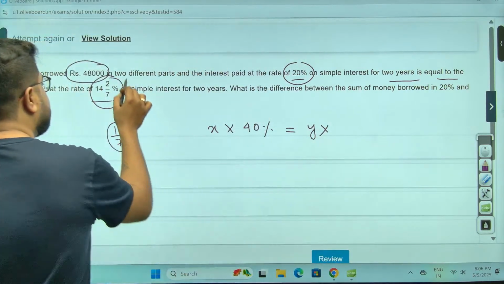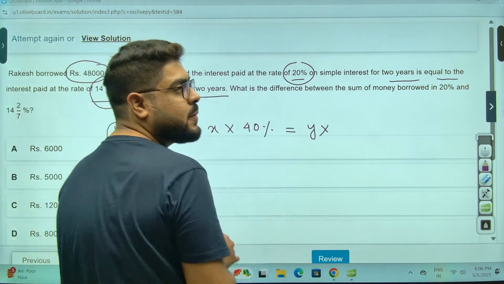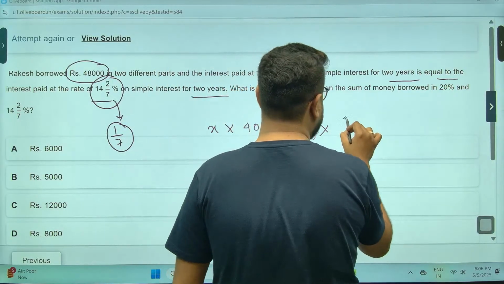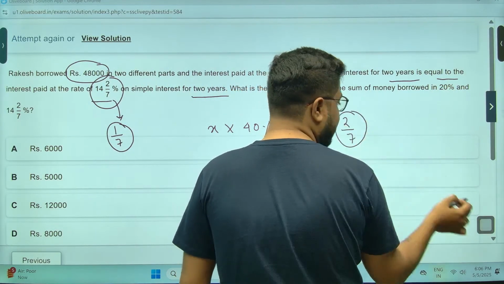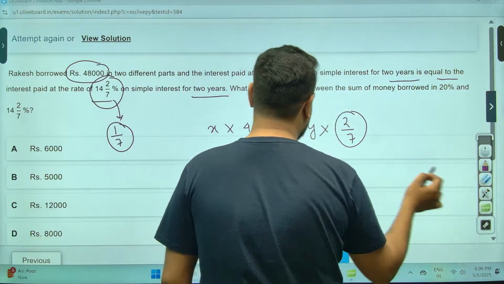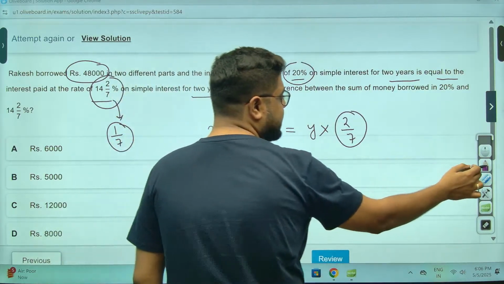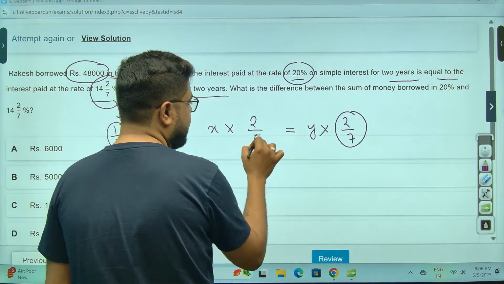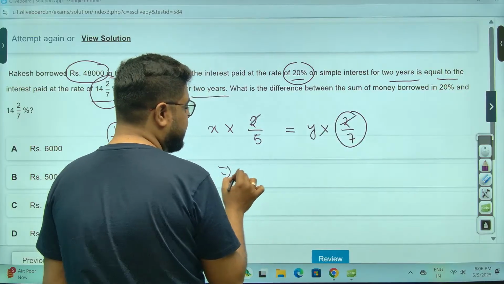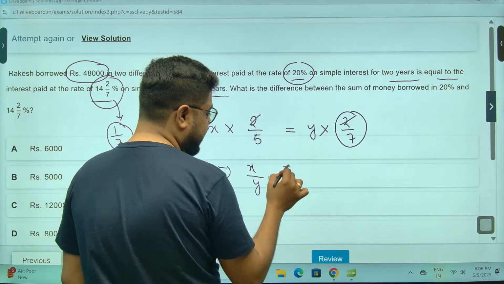That is, sir, this percentage again for 2 years, meaning 2/7 actually. And 40% I can simply write as 2/5. The 2 cancels. So X by Y is how much, sir? It is 5/7.